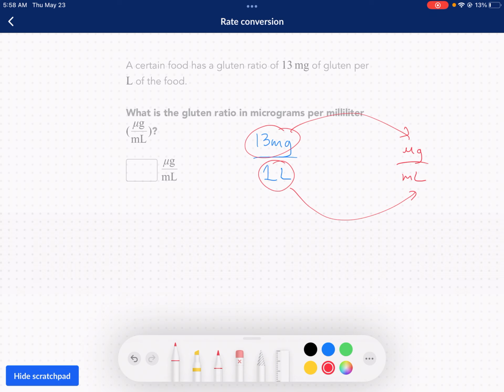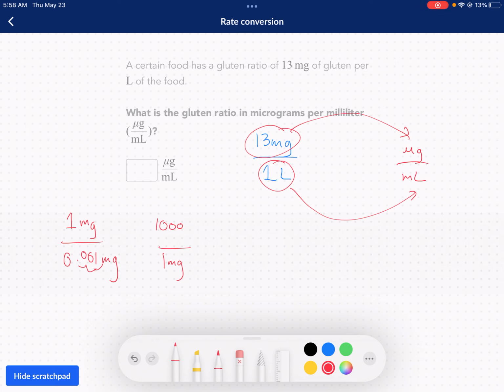I need to look up the amount of micrograms to milligrams, because I don't know that one. Here's what I know. Because I want micrograms on top, I'm going to put micrograms on top. 1 microgram is equivalent to 0.001 milligram. You can also do the other way around. 1 milligram is equal to 1,000 micrograms.